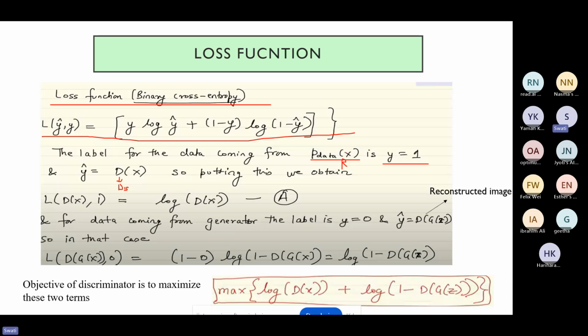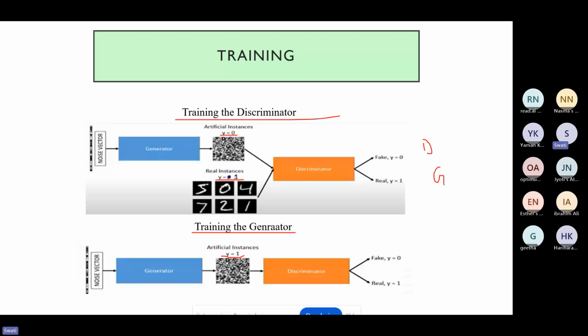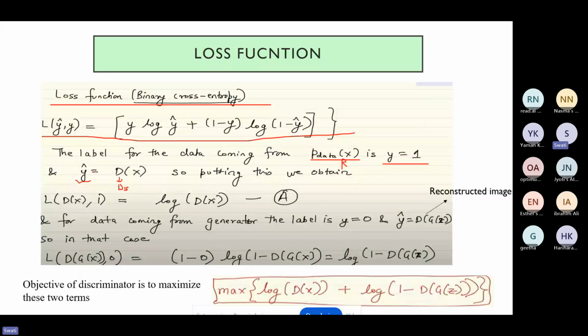So when you send this real data x to the discriminator, the prediction coming from the discriminator will be y hat. Prediction from the discriminator is y hat, and y is the actual label. When you put this back into the formula, this term will be 0, and y will be 1, and log y hat will become log D(x). This is for data coming from the real sample.